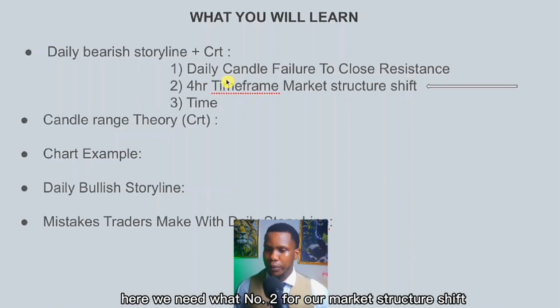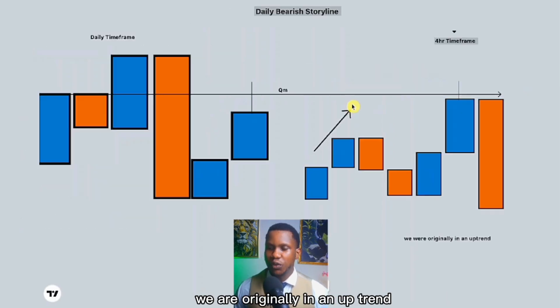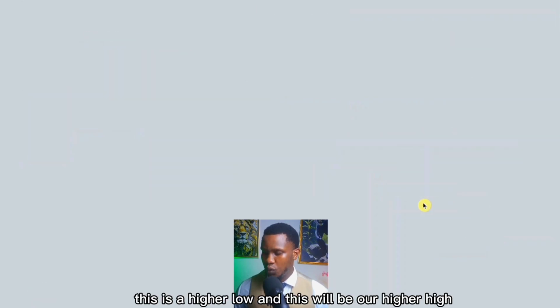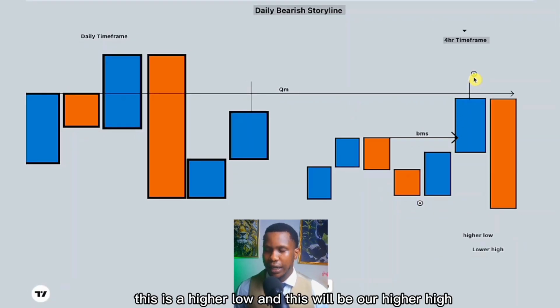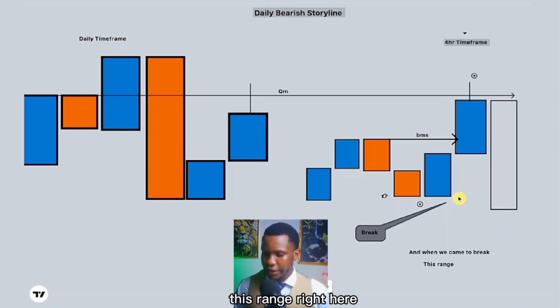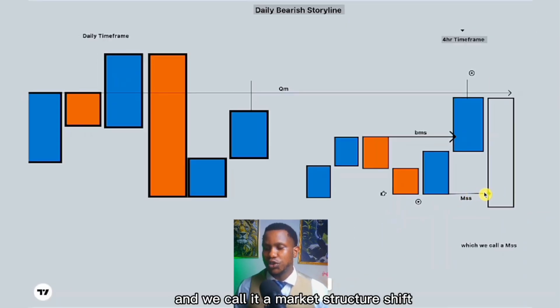Here we need number 2, the 4-hour market structure shift. We are originally in an uptrend. Can you see a break of market structure? This is a higher low and this will be our higher high. And can you see how we came to break this range right here? We call it a market structure shift.